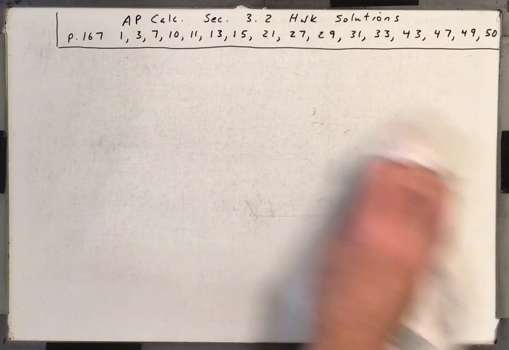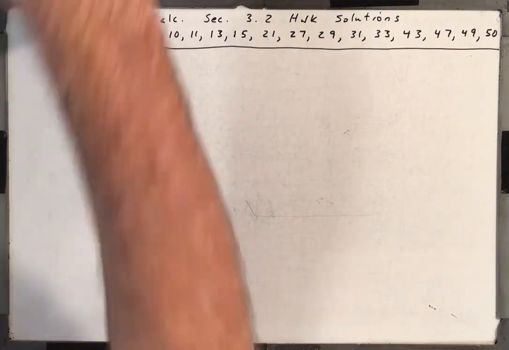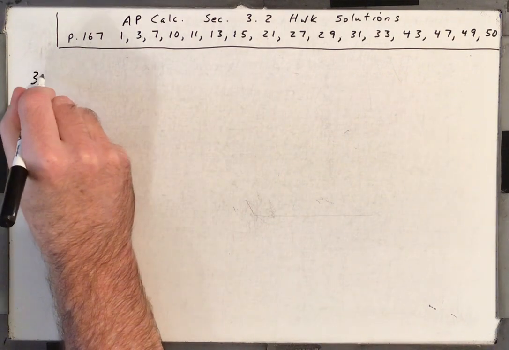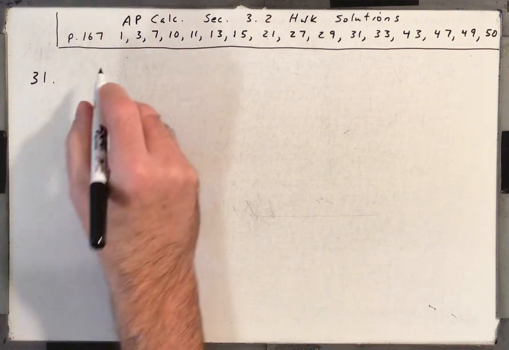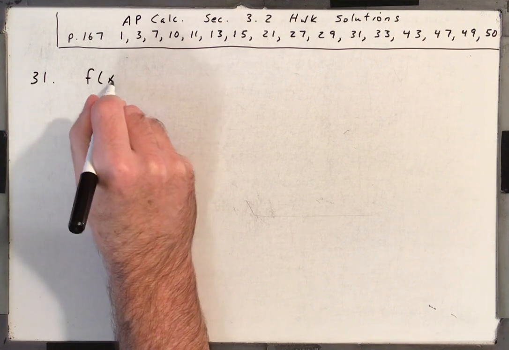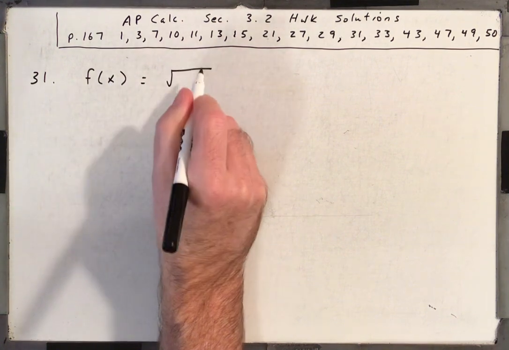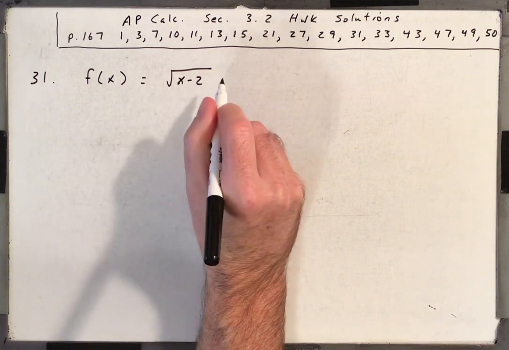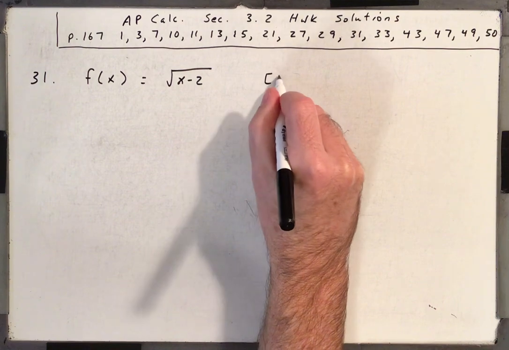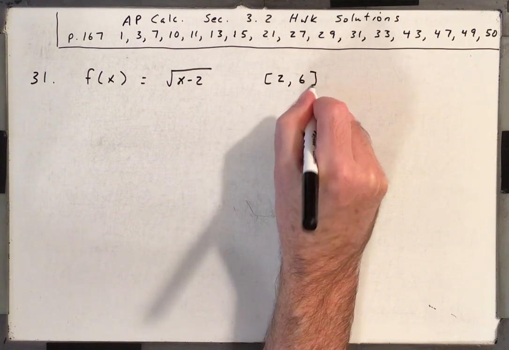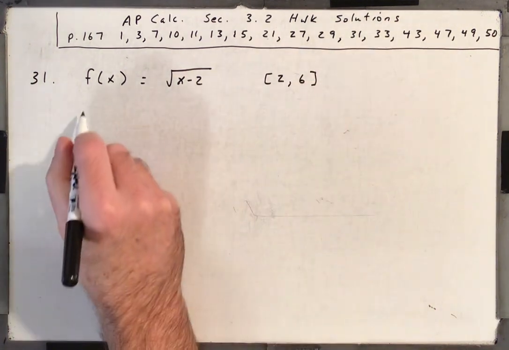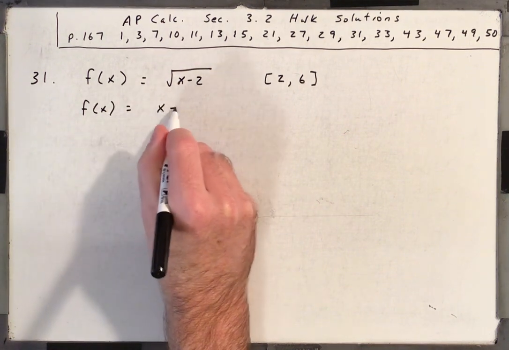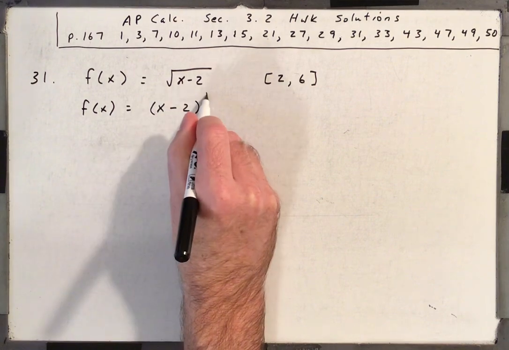All right, moving right along, maybe a little faster than I thought we would. Let's do number 31. Number 31, we have f of x is equal to the square root of x minus 2, and our interval is 2 to 6. Okay, let's rewrite this as x minus 2 to the 1/2 power.